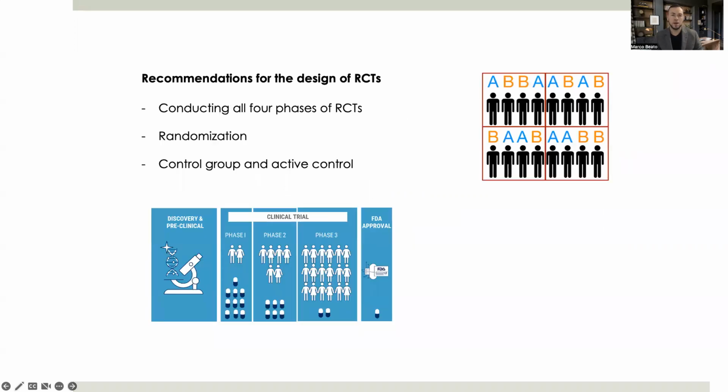On this slide, I would like to chat about 3 key points of RCTs in strength and conditioning or sports science. The first point is the need of conducting all 4 phases of an RCT. The second is the need of a clear and precise randomization procedure. The third point is related to the use of a control group or an active control in our trials.